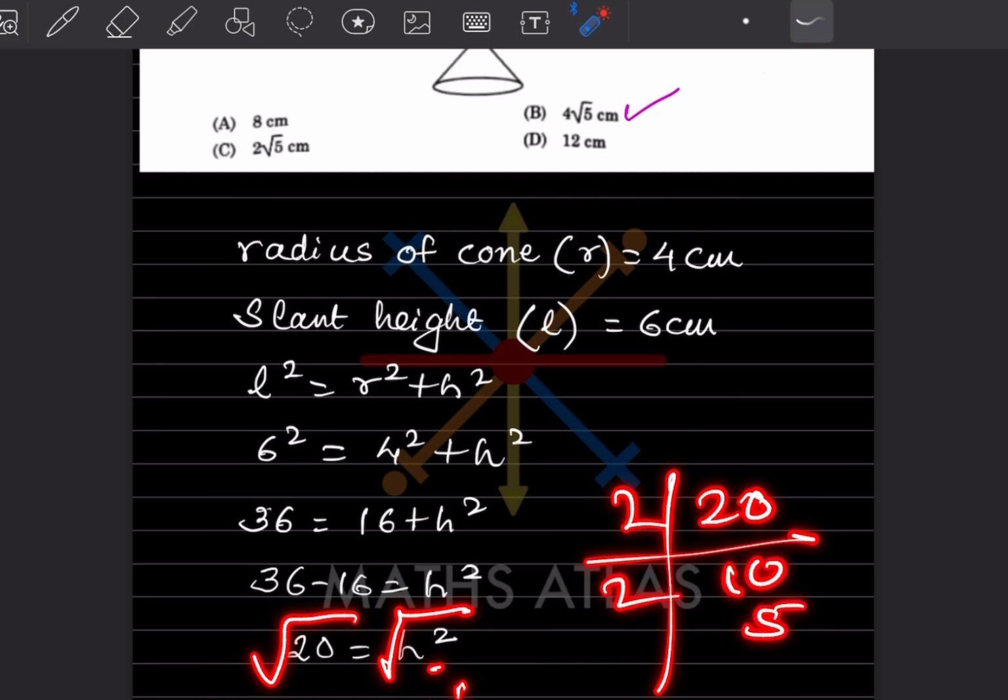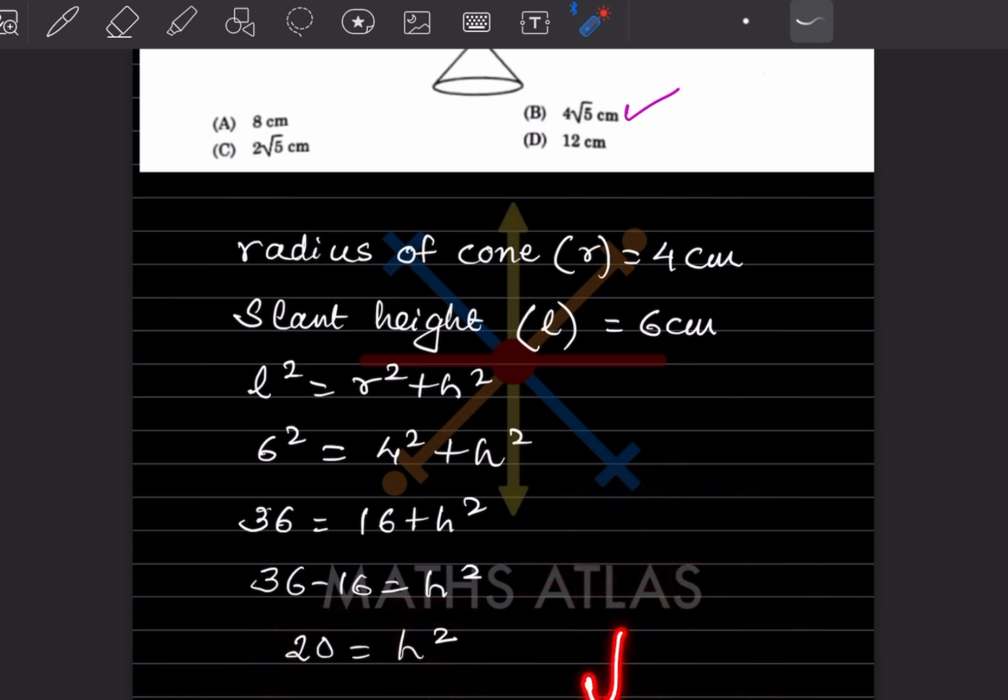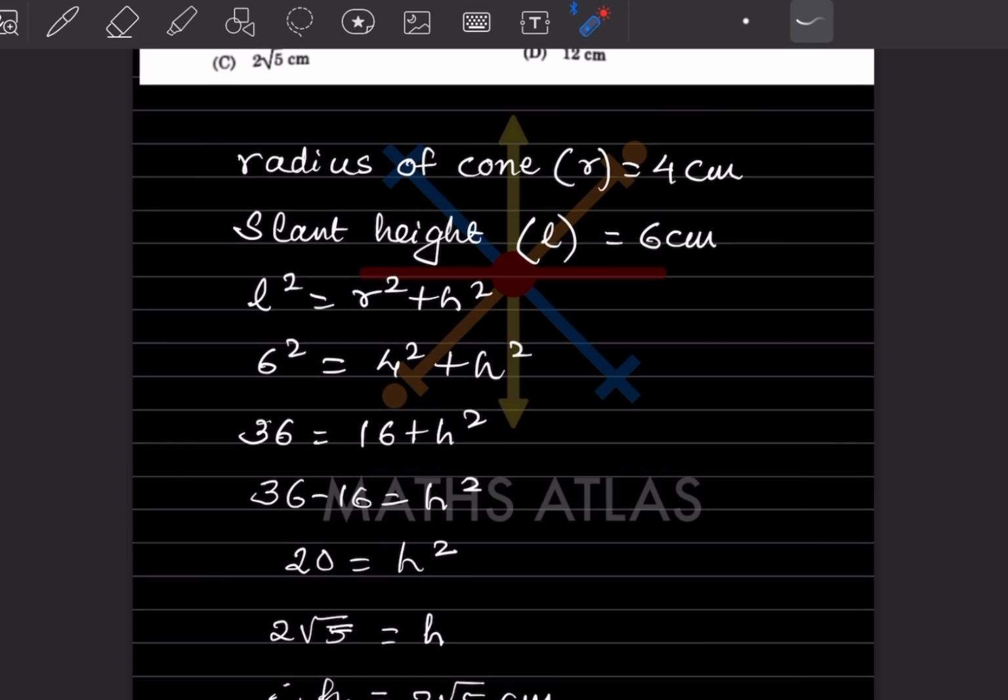2 5s are and 5 1s are. So this is 4 and this is 5. So why did we take this one? Because the 4 is the perfect square. So we can take only 2 when we write here root of 4 into 5. So this root of 4 means that is going to be 2. That will be 2 root 5. That is it. So 2 root 5, this is the height.